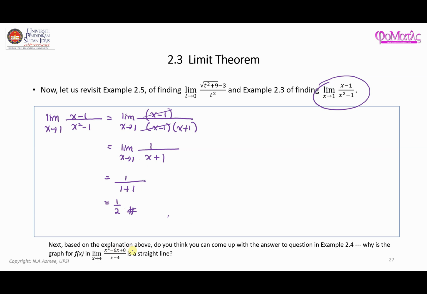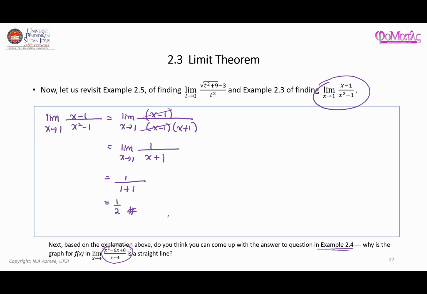Now, next, based on the explanation above, do you think you can come up with the answer to a question in example 2.4? So in example 2.4, you are given a simple straight line graph, where the function is a bit complicated. It doesn't at one glance look like a linear function, whereas the graph given in that example is a linear graph or a straight line. So how can that graph be a straight line graph when this function at one glance doesn't look as if it's a linear function?